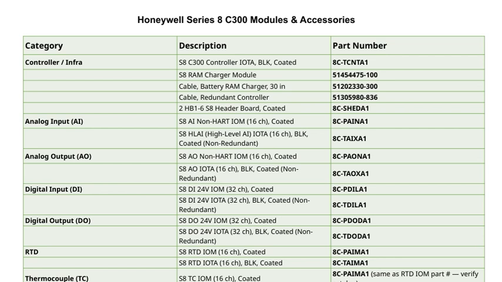We also have measurement modules like the S8RTD IOM, supporting 16 channels, coded part number 8C-PAIMA1, and the corresponding Yoda module, 8C-TAIMA1. Importantly, the same part number applies to the thermocouple modules, the S8TC IOM and Yoda, both supporting 16 channels and coded, which simplifies inventory and maintenance. Overall, these modules and accessories form a comprehensive, robust system designed for high performance and environmental resilience, aligning with our overall goal of reliable automation and control in demanding industrial settings.